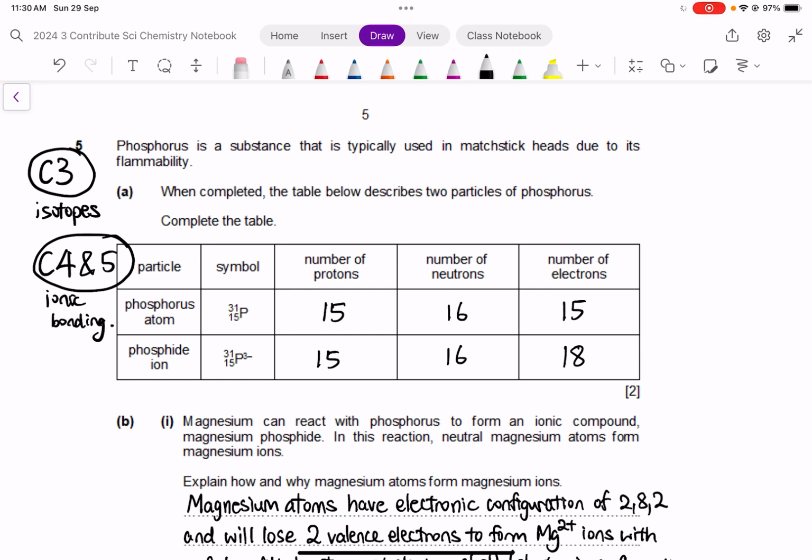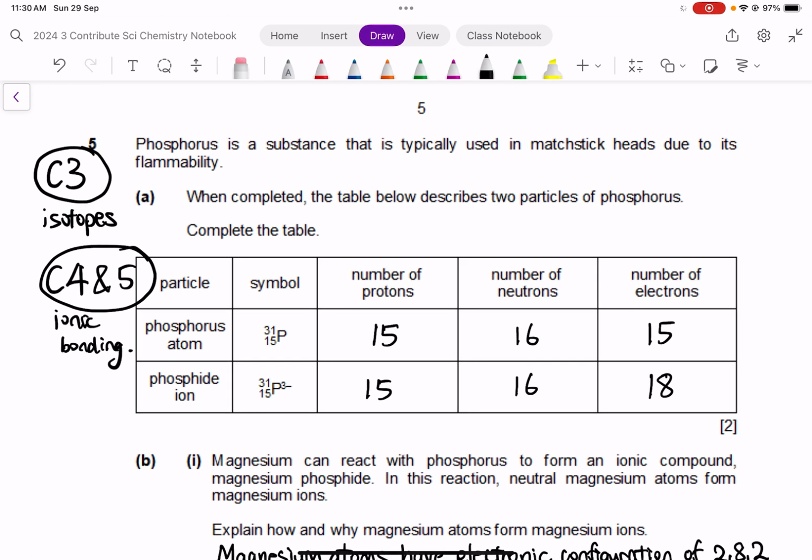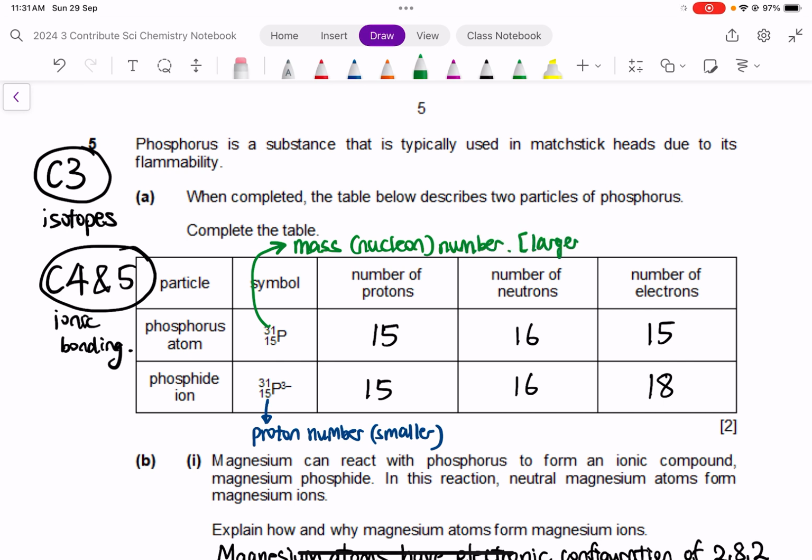You are told that there are phosphorus atoms and phosphide ions. So you are given the two numbers associated with phosphorus in the periodic table. So let's remind ourselves. The smaller number, 15, is the proton number, whereas the larger number, 31, is the mass or the nucleon number. So the proton number is 15, therefore the number of protons will just be 15.